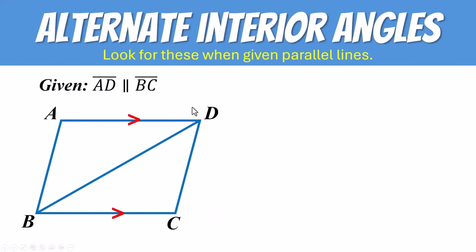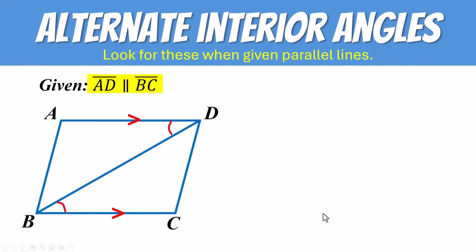Alternate interior angles. You're going to look for these whenever they tell you about parallel lines. They're not going to say, look for these angles. They're just going to tell you that two lines are parallel. And you can use any of the angle pairs when we have two parallel lines and a transversal. Correspondings, alternate exterior, whatever is going to work. But more often than not, it's going to be alternate interior angles when you're talking about two triangles.